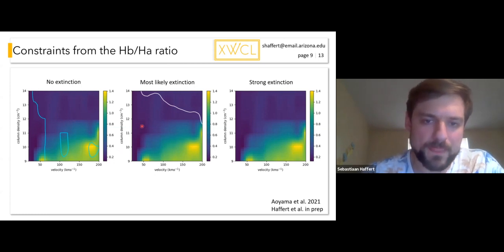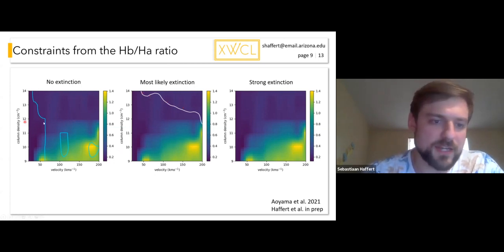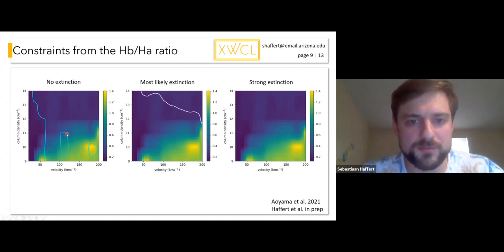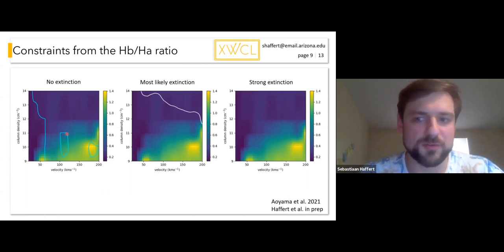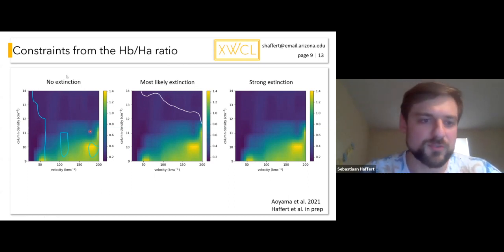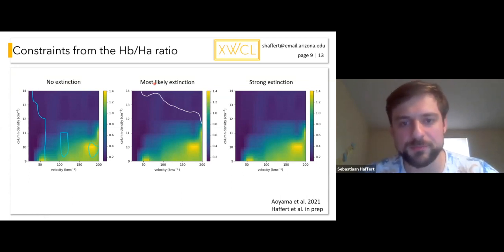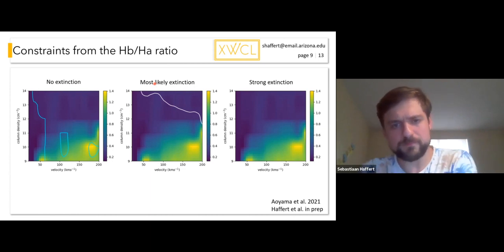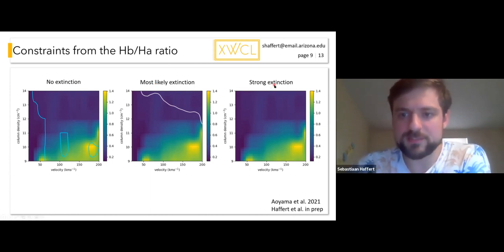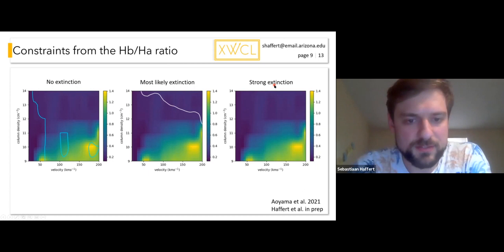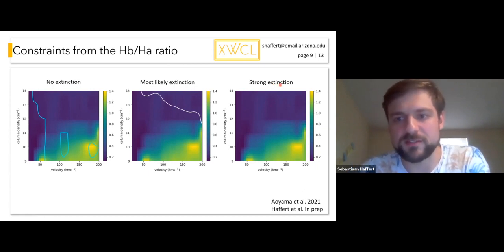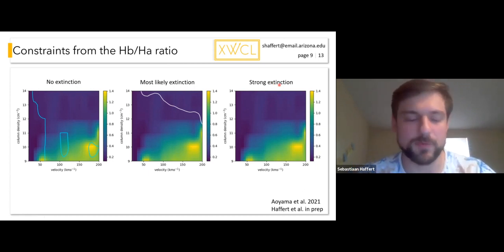In white and cyan, I've drawn the contour of the 1:5 ratio for 3 different cases. So on the left is the case if there was no extinction to the planet. In the middle is the most likely extinction based on the work from G. Wang et al. And on the right is the case for strong extinction that was also based on the work by G. Wang.